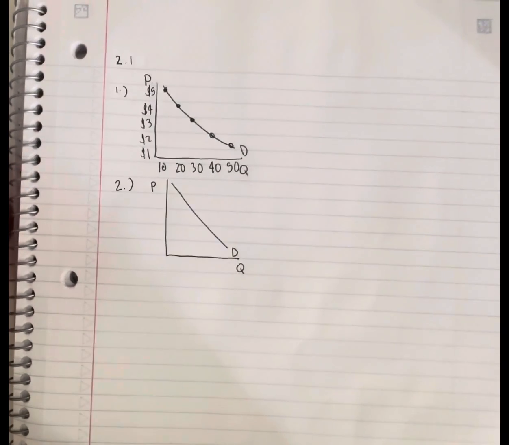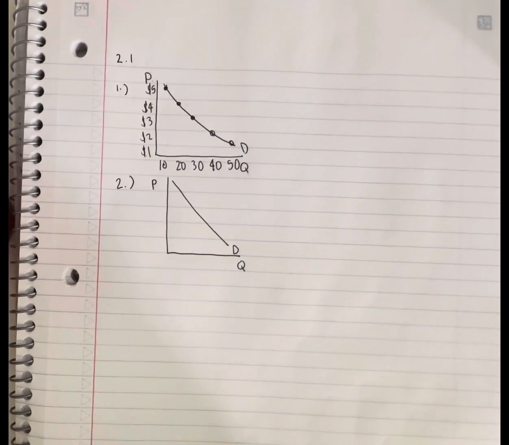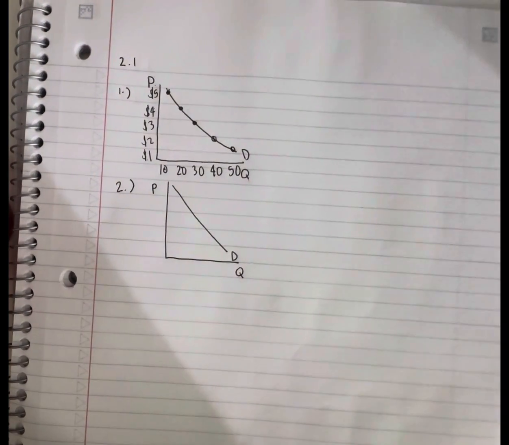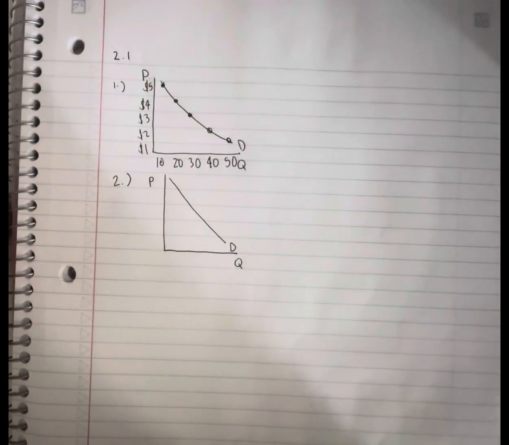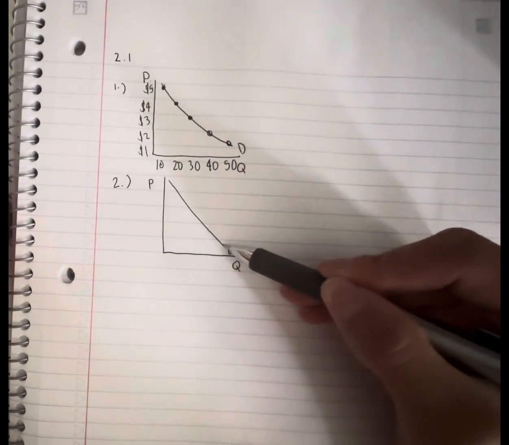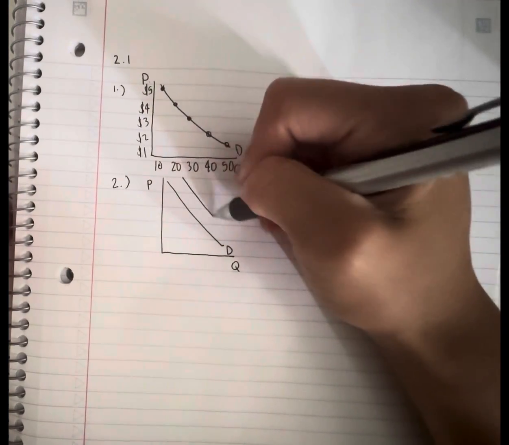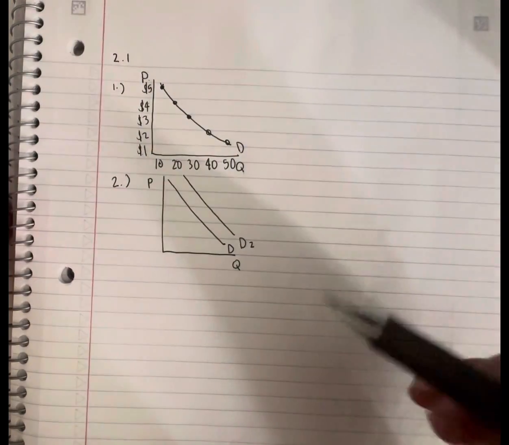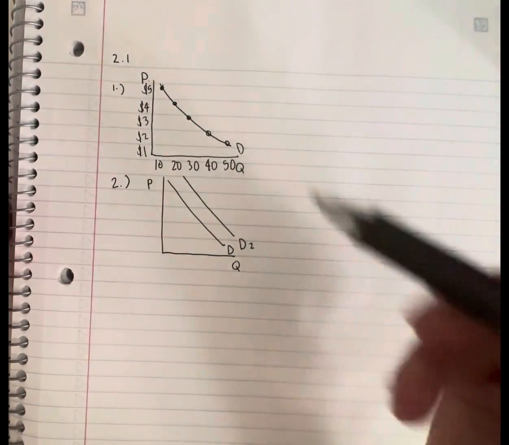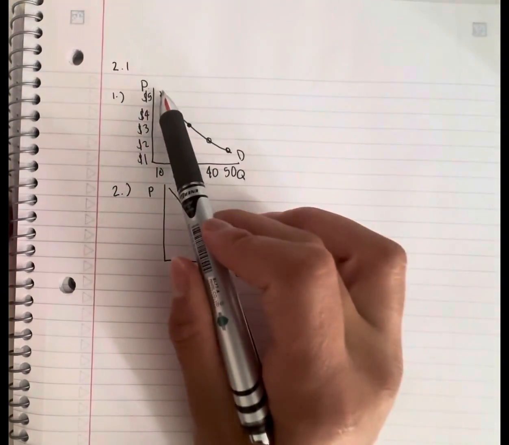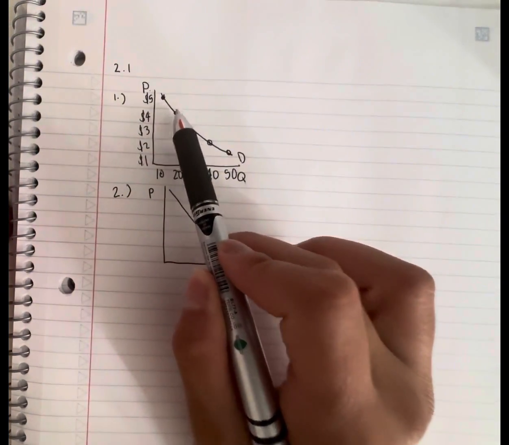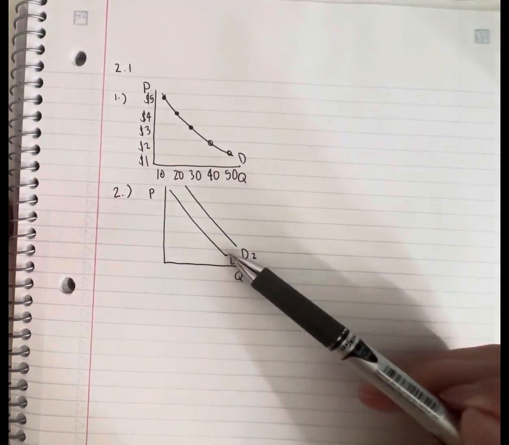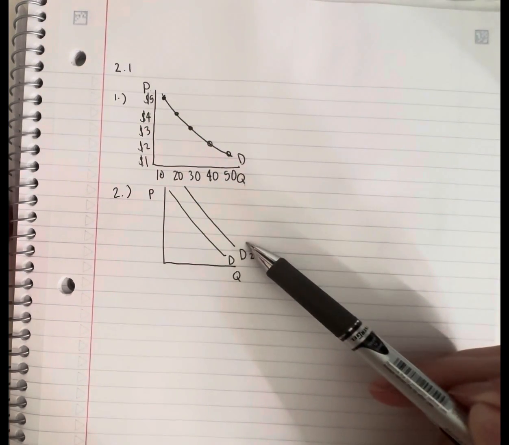So for the second question, it asks the difference between a movement along the curve and a shift in demand. So for example, in an ice cream market, if there was an increase in consumer income, then this demand line would go here. So that would be a shift in the demand curve. But movement means that, like we did here, if the price is going down, then the quantity is going up. So that's only along this line, and the demand curve isn't shifting over here.